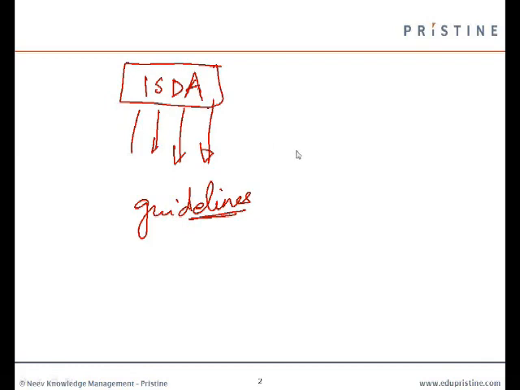Having said that, there is something called ISDA agreements that exist, but they are more guidelines, more indications of what you should do if there is a problem. They don't give you a guarantee that all your problems will be resolved. They simply say what your guidelines are and what good practices to follow, primarily.